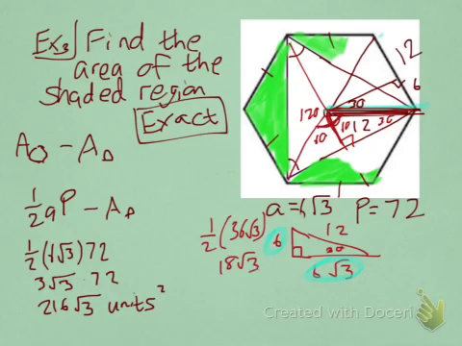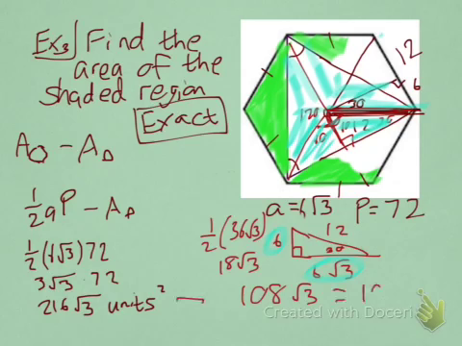Well, how many of those triangles are there? There's one here, there's one here, there's another one here, that's 3, that's 4, that's 5, that's 6. So I'm going to multiply that by 6, giving me what? The area of the triangle is, let's see here, 6 times 18 is 108. So I end up with 108 rad 3. Which means if I want to find the total area, all I have to do is subtract, leaving me with 108 rad 3 units squared.